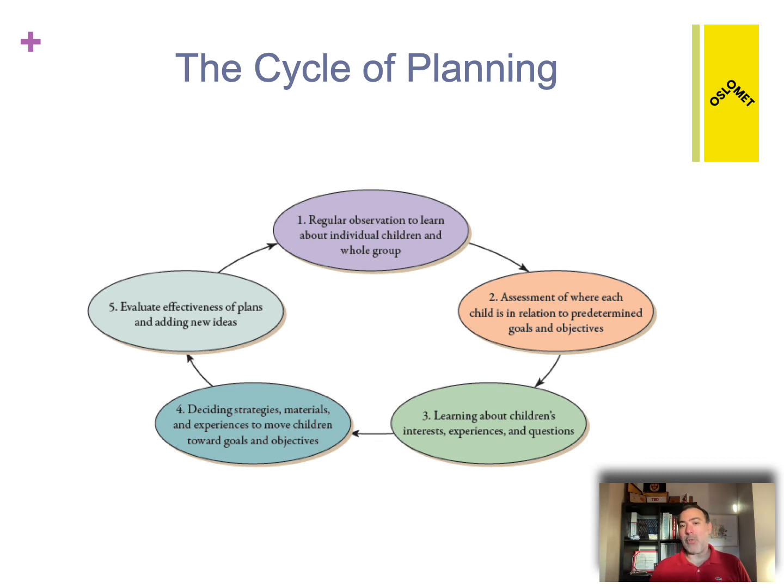Then the second step has to do with the assessment of where each child is in relation to the predetermined goals and objectives we have in mind. Whenever we try to implement specific strategies in the classroom, we always bring ourselves, as teachers, as facilitators, specific goals and objectives to implement and try to achieve. But then again, it's all about understanding where the children we have in front of us fit in relation to these goals and objectives. So we always need to assess if there is a balance between the two.